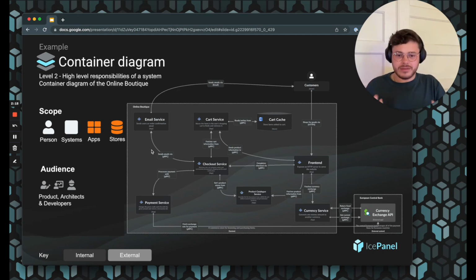Then we can go to that second level of detail, the container level diagrams, and showcase the apps and stores that live within a system. So here, for example, we have the online boutique, which has been expanded, and now we're showcasing the apps and stores that live inside that. This is really for architects and developers. It's slightly more technical at this level. We're introducing technology choices, for example, but some product people, such as product owners and business analysts, will also gain value from this level of detail.